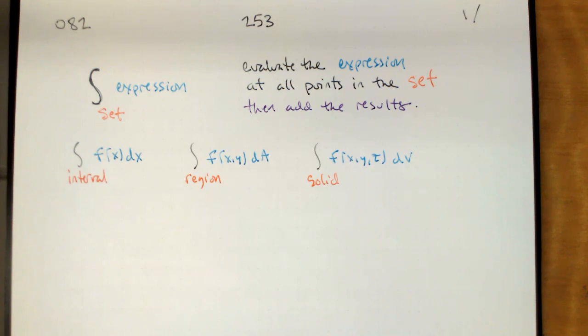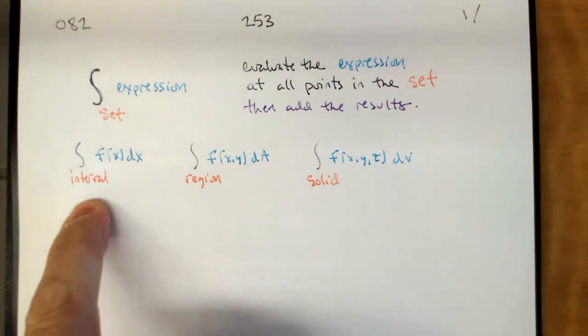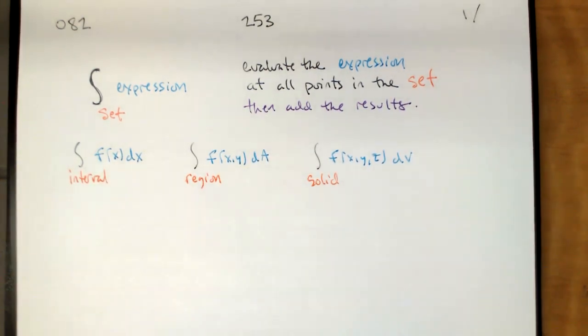Now, the types of expressions and sets that we've seen, we can evaluate a function of one variable over an interval. We can evaluate a function of two variables over some region. We can evaluate a function of three variables over some solid, and presumably this could keep going. We can evaluate a function of four variables over some four-dimensional solid. We're just developing an expression that we're going to evaluate at a bunch of points. The integral part is telling us what points to plug into the expression.